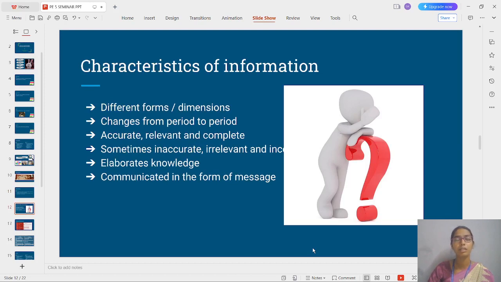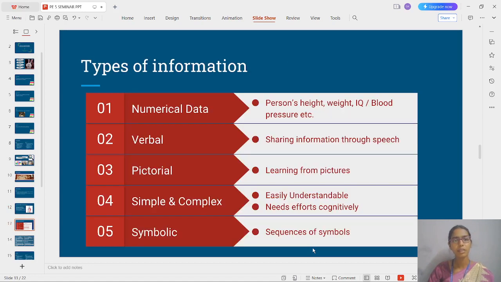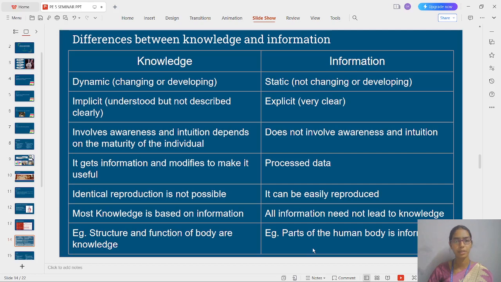It may be in different forms and in different dimensions. It changes from period to period. It may be accurate, relevant, and complete. Sometimes it may be inaccurate, irrelevant, and incomplete. It elaborates one's knowledge. It may be communicated in the form of a message also. So these are the types of information. There are many types of information; I have given you some only. The first one is numerical data, then verbal, pictorial information, simple and complex information, then symbolic information.